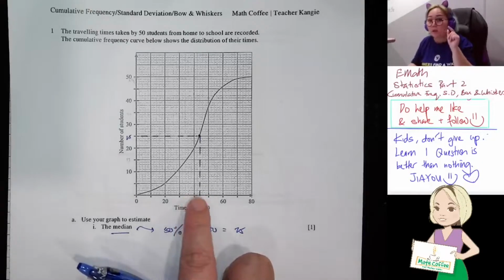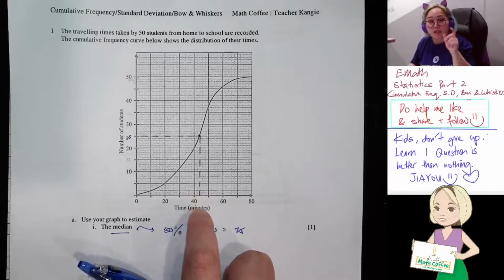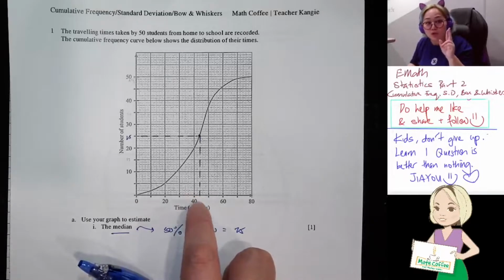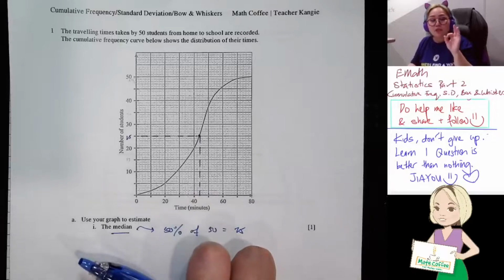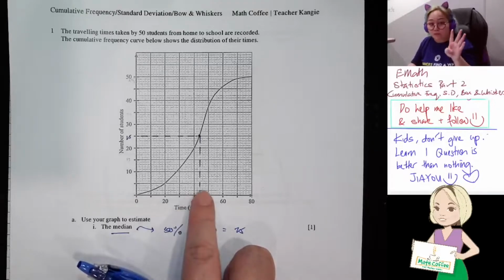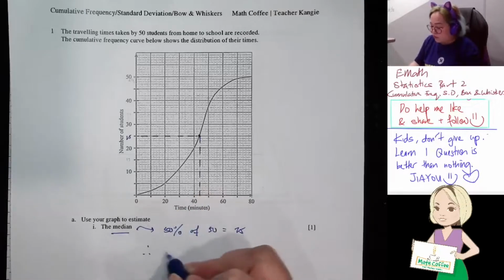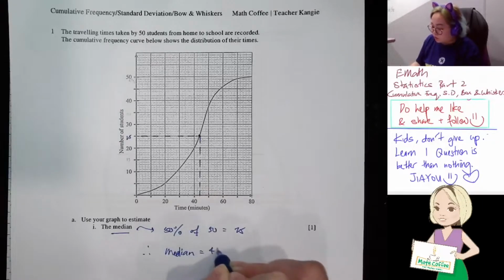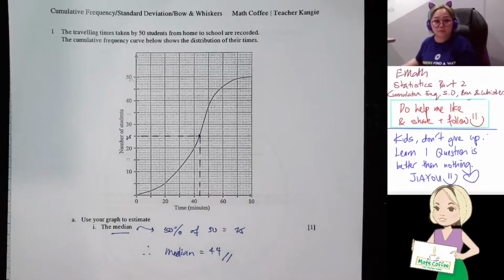Remember, it doesn't mean that one small square is always 1. So in this case, one small square is 2. I need 2 squares, so it is 2 times 2, 4. 40 plus 4, 44. So therefore, we will know that the median is equal to 44. Done.